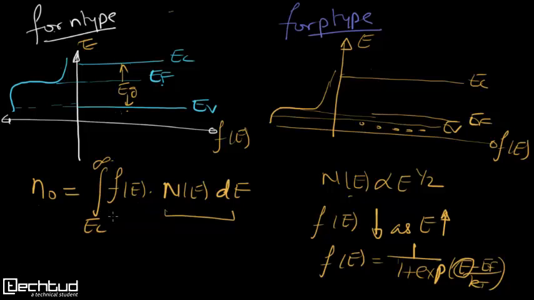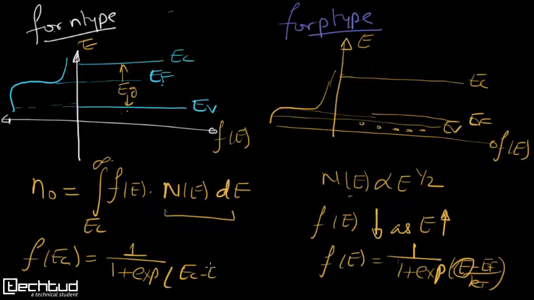So most of the electrons are at E equal to Ec. So Fec is what? The probability of finding an electron at energy state Ec is 1 by 1 plus exponential Ec minus Ef by kT. We have just replaced this E by Ec, nothing more than that. Also, we are assuming that Ec minus Ef is much greater than kT.